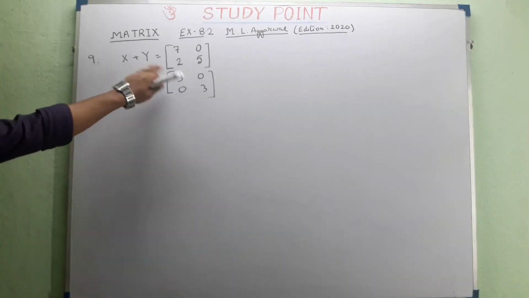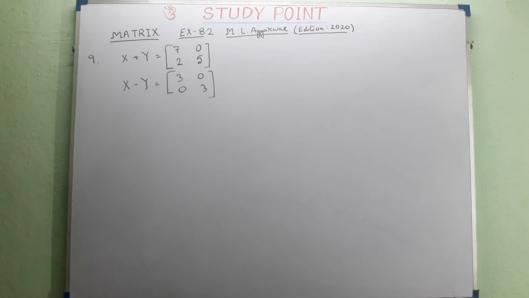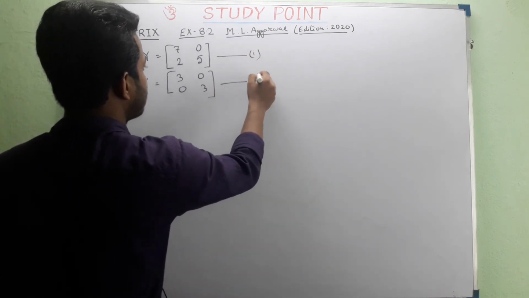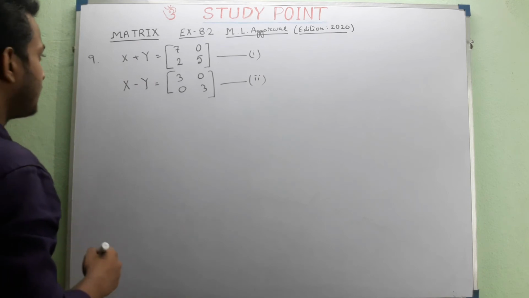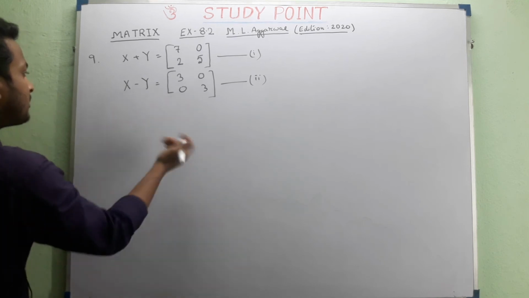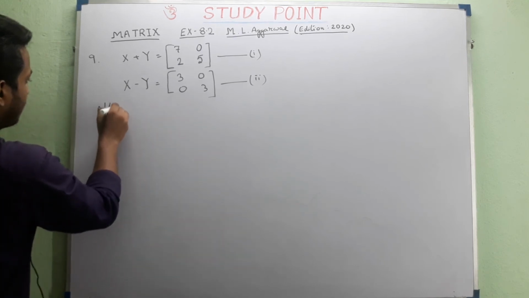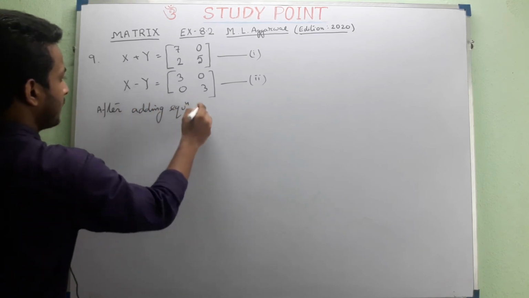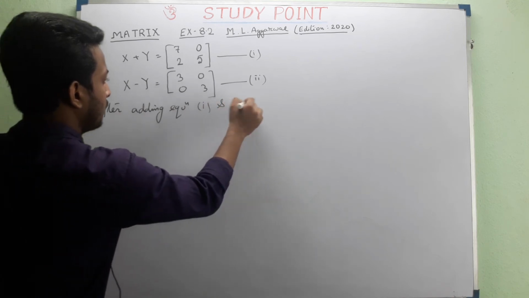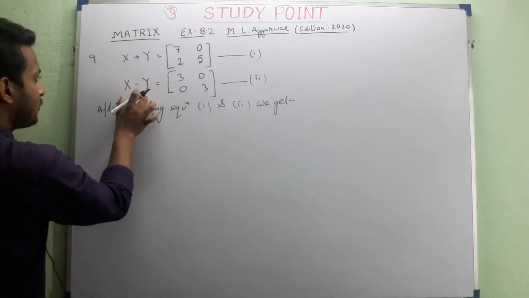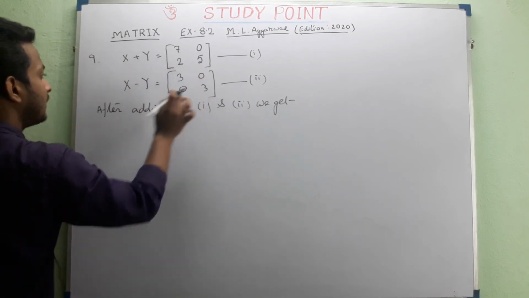The next one is question number 9. See here X plus Y is given and X minus Y is given. By using these two we have to find the value of X and Y. Now let us call this equation number 1 and this equation number 2. Okay. So if we add equation number 1 and 2, after adding equations 1 and 2, what do we get? See, first we have to add the left side and then we will add the right side.